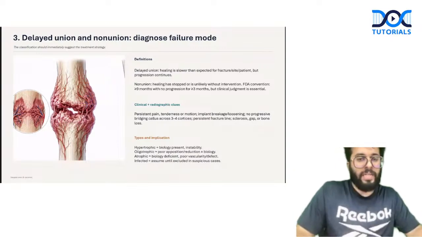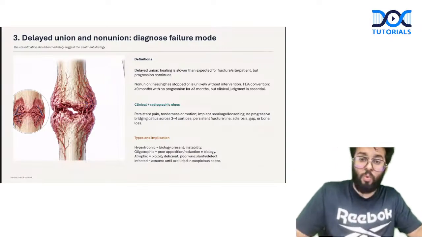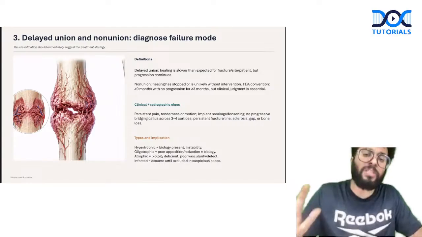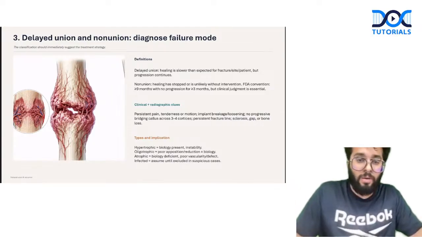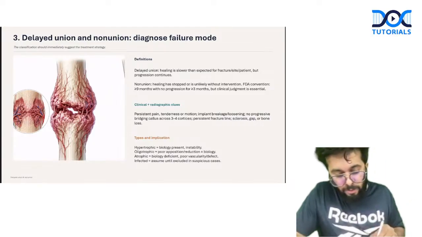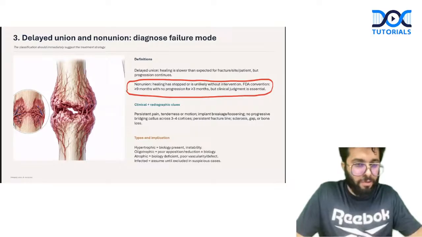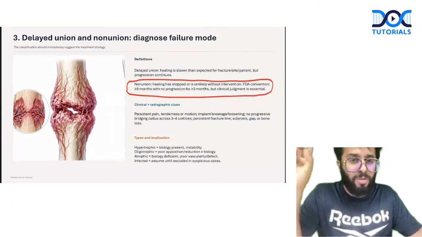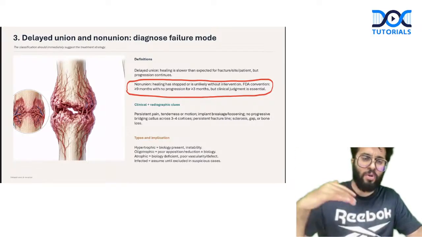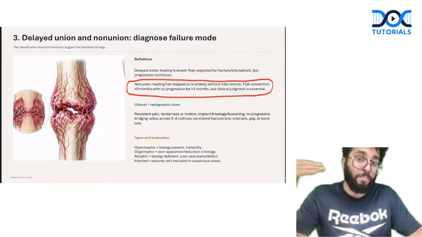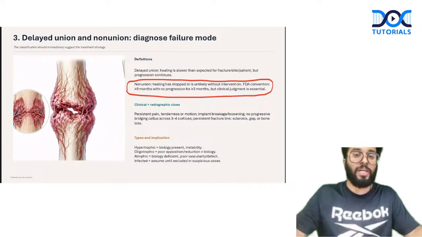Now, delayed union is something where the healing is slow, but it is occurring. The process is occurring, though it is slow. Now, more important than that is the definition of non-union. What does the FDA say? It's been more than 9 months, the fracture has not united, and it's been more than or equal to 3 months when we have not seen any radiological progression towards the good side.